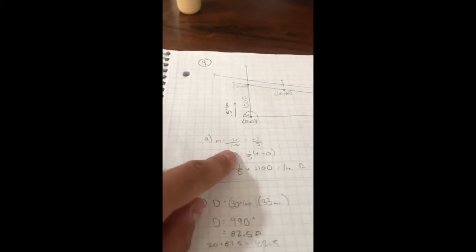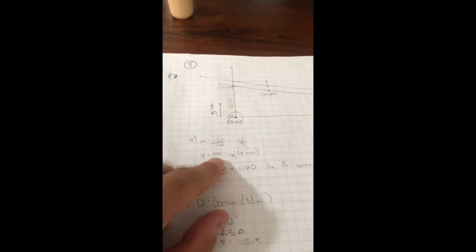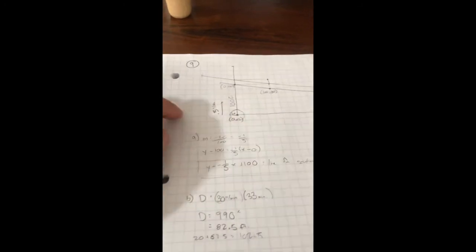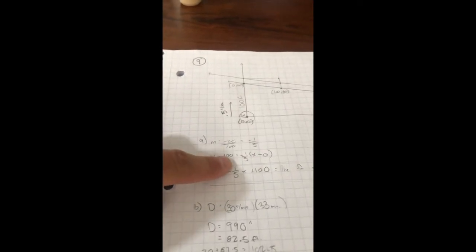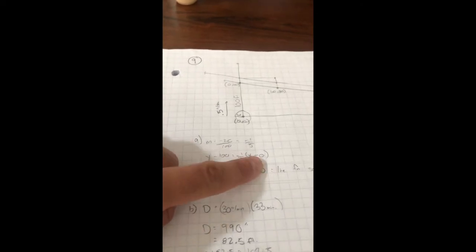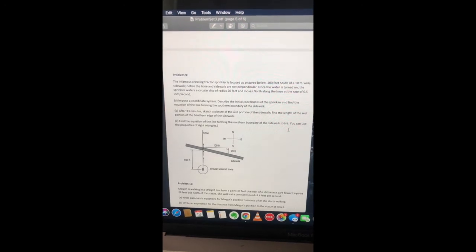To find the equation of the southern boundary of the sidewalk, I plugged in our slope, -20 over 100, simplified it to -1/5, and used the point 100, 0. So I got y minus y1, which is 100, equals -1/5 times x minus x1, which would be 0. I simplified that and solved for y, and we've got y equals 1/5 x plus 100 for the line of the southern boundary.